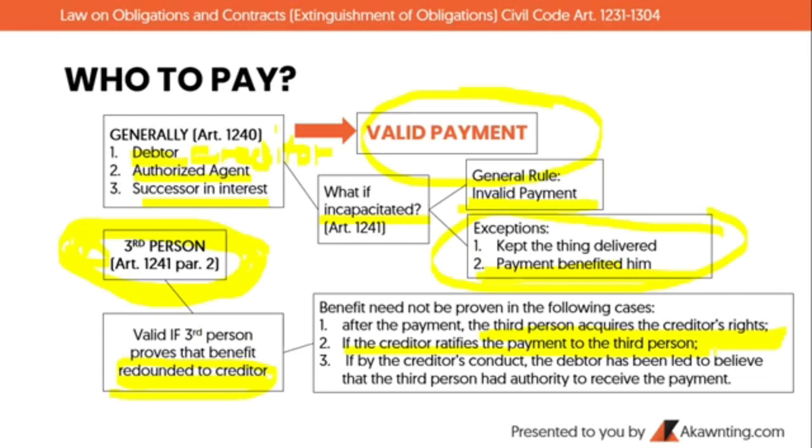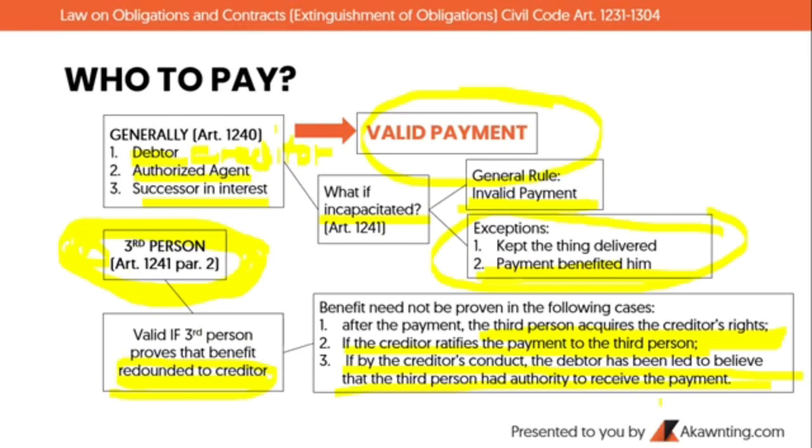At that very moment, extinguished na yung obligation mo. Okay? Kasi ni-ratify ni creditor, at hindi mo na kailangang i-prove na nag-redound yung benefit dun kay creditor. And lastly, number 3, if by the creditor's conduct, the debtor had been led to believe that the third person had authority to receive payment.